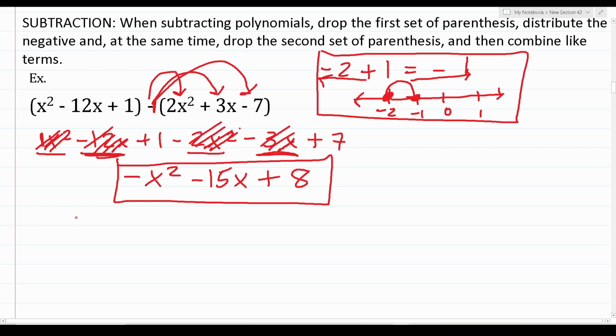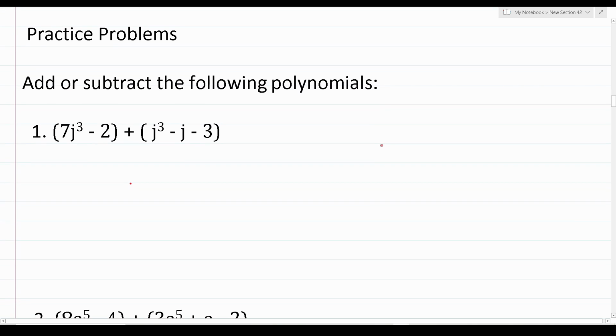Again, drop the first set of parentheses, distribute the negative, at the same time drop the second set of parentheses, and then combine your like terms. All right, so that's that one. Let's go ahead and move on now.